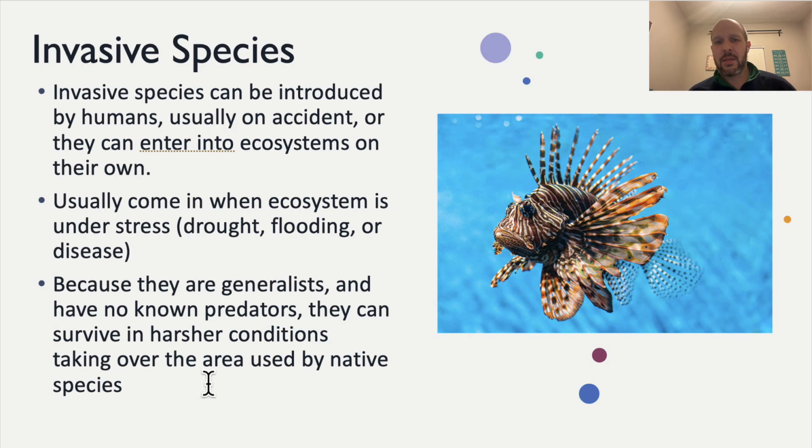The other thing that can cause growth rates to decline in an ecosystem are invasive species. So sometimes when ecosystems become under stress, you can get a lack of food, a lack of water, a lack of resources or space. And that is when species can come into an environment that is under stress where they have an advantage over the other species.